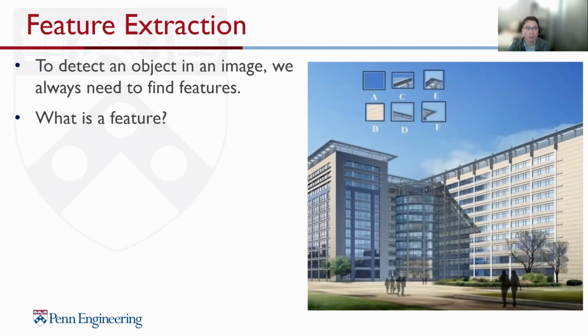Third topic in OpenCV: I want to talk about feature extraction. This is also a foundation for the next lecture, deep learning. If we want to detect an object in an image, we always need to find features. So what is a feature?